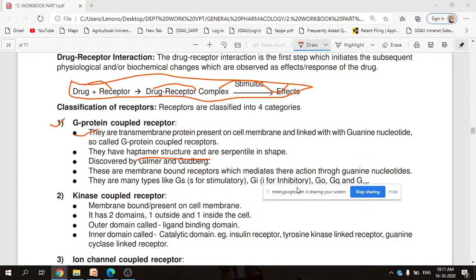What is G protein? They are transmembrane proteins. They are linked with the guanine nucleotide. That's why they are called G protein. They are heptamers, and they are serpentine in nature, discovered by Goodman and Gilman. These are membrane-bound receptors which mediate the action through the guanine nucleotide. There are many types of the G proteins.